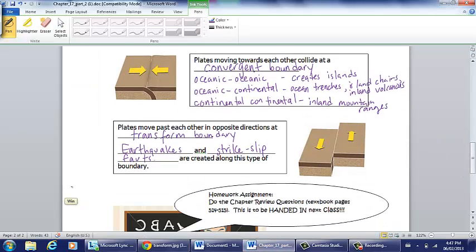That concludes our notes on Chapter 17. We are going to start reviewing this chapter, and you will be having a checkpoint coming up very shortly.